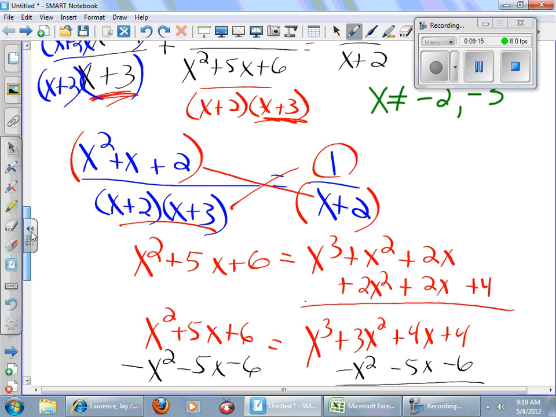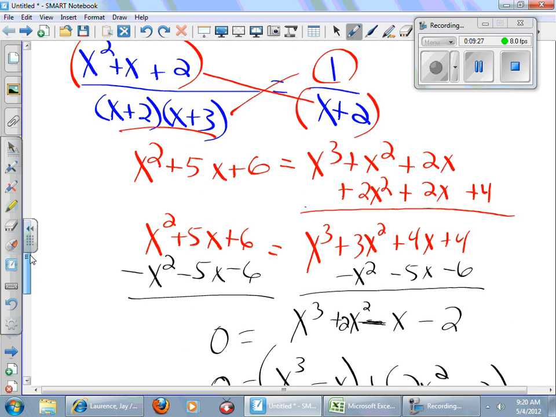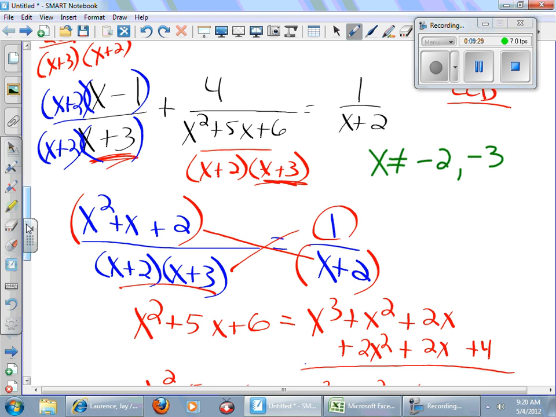And let me look at my answers. X equals negative 2 cannot be one of my solutions because it's a restriction. So there we go. Okay, so that's not so bad. But let me reapproach it here and show you how I would have done it, and you can decide which way is best for you.